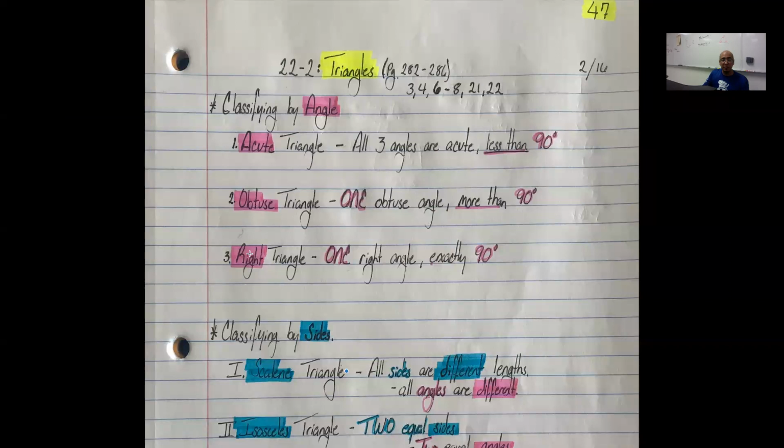All right, next we have an obtuse triangle. An obtuse triangle is a triangle that has exactly one obtuse angle. That means that one of the angles is going to be more than 90 degrees. In fact, in a triangle, you can only have one angle be greater than 90 and still be able to make a triangle.